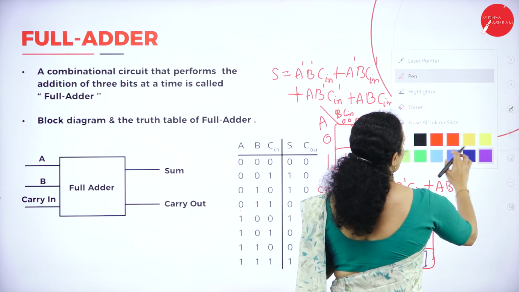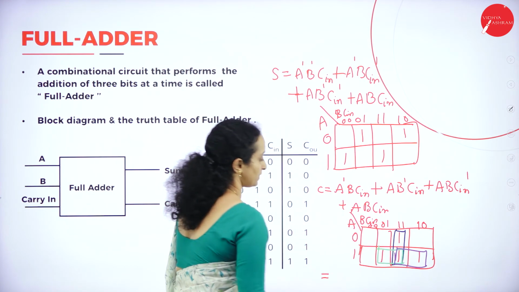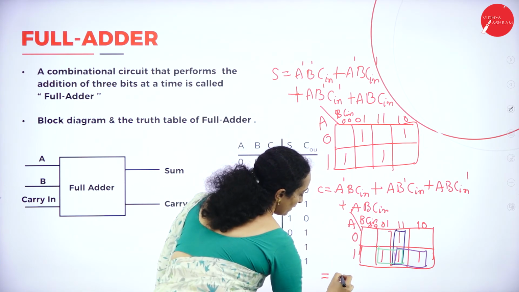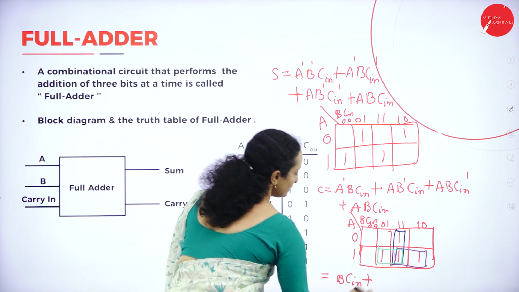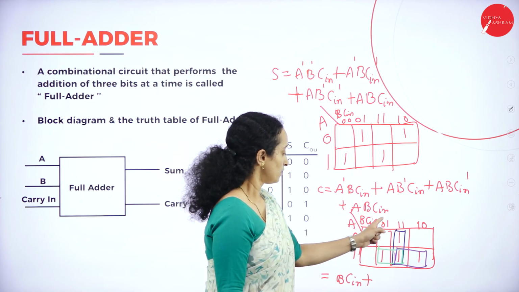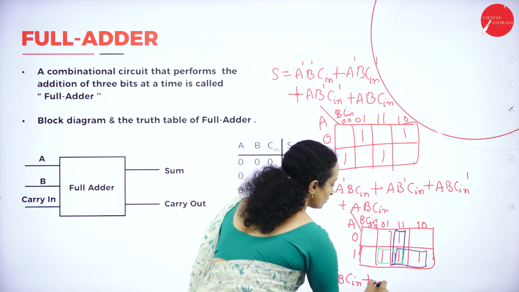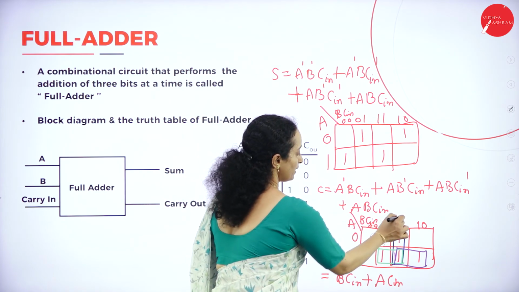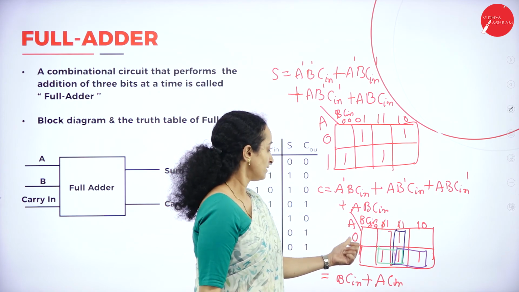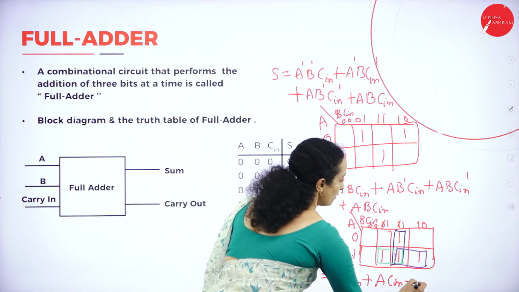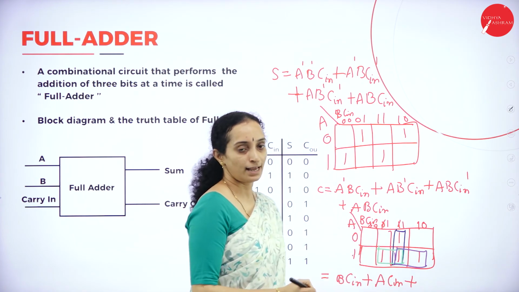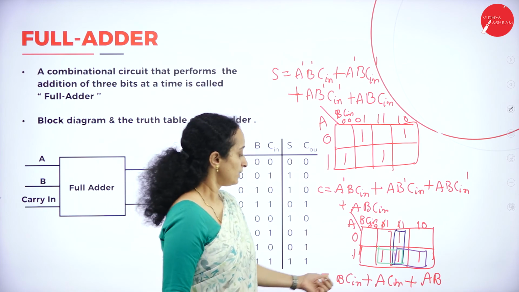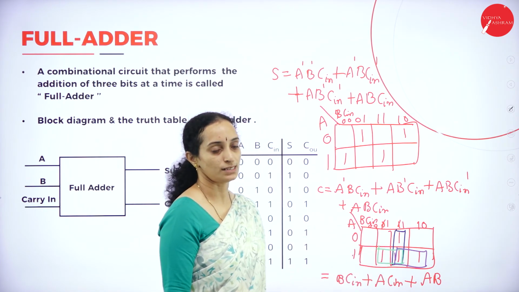What is the simplified expression? From the first group, we have the changing variable cancelled, and we get B into C in. In the next group, B gets cancelled, with C in remaining and A remaining, so A into C in. In the last group, C in is cancelled, remaining with A and B, so A into B. So we get A into B, plus A into C in, plus B into C in.